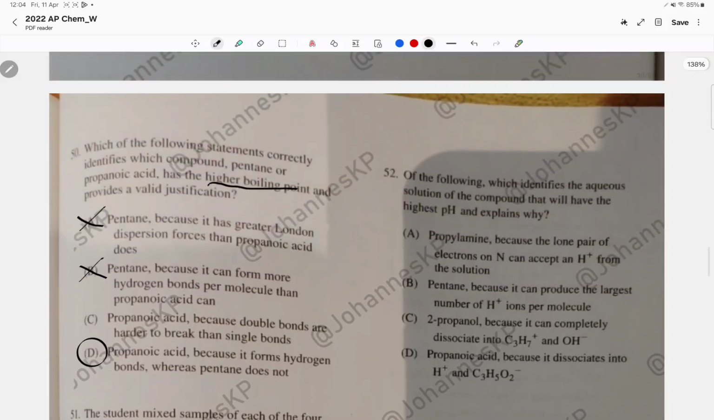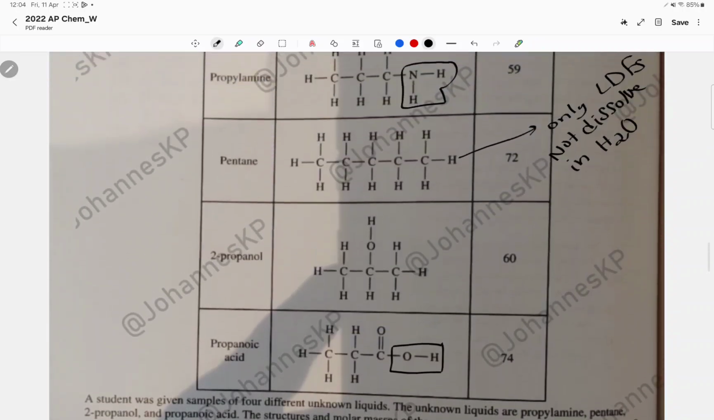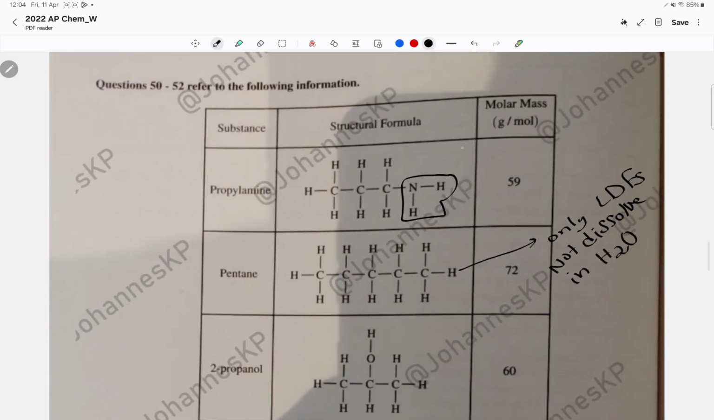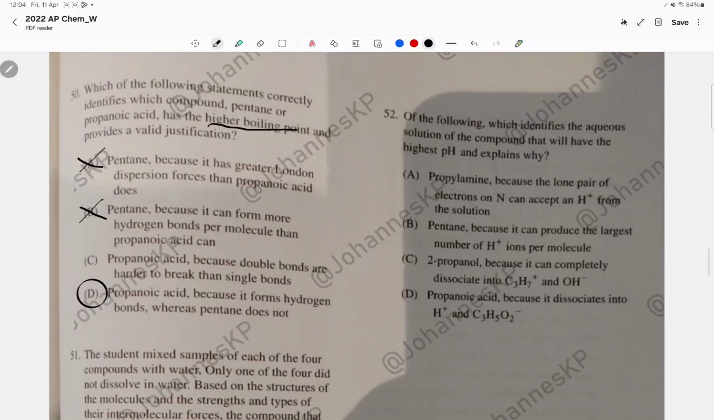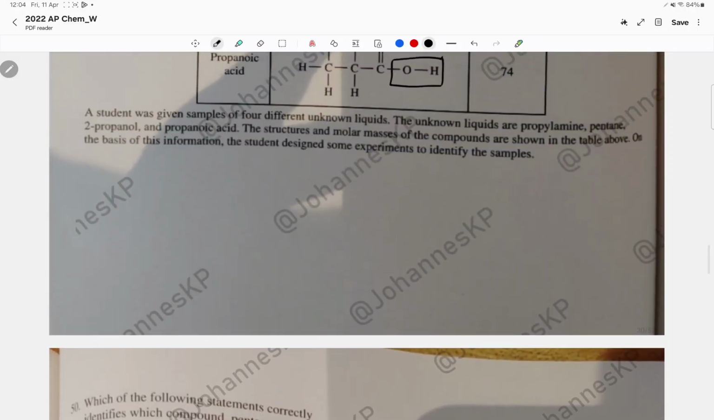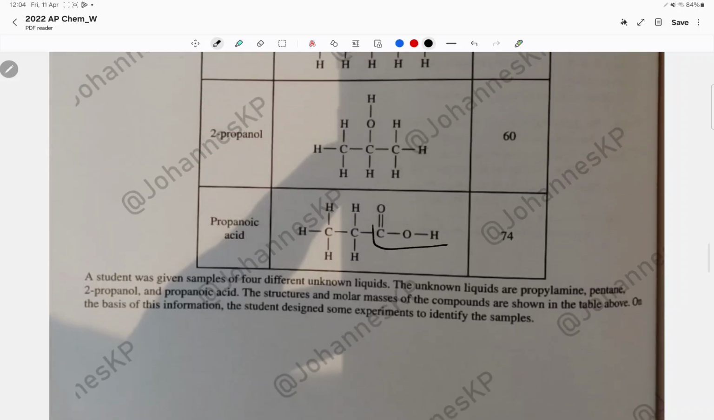Okay. Of the following, which identifies the aqueous solution of the compound that will have the highest pH, and explain why? Which means, which one is going to be the most basic, essentially? Of course, nitrogen reminds me of ammonia, so it's going to be propylamine. I chose C because of the OH. OH was never acidic or basic, was it? If you have COOH, that's acidic. But OH alone is never a thing.